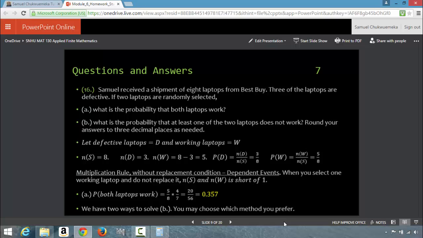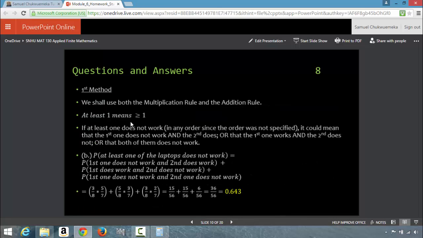Remember the and or. Or it could be that the first one does work and the second one does not work. Or it could be that both of them do not work, because it could be 1 or more than 1, because you are selecting 2 laptops randomly. So at least 1 means 1 or the 2. Okay, it means greater than or equal to 1. So I explained it here also. Okay, and they didn't tell us in what order, so this means in any order. They didn't specify the order.